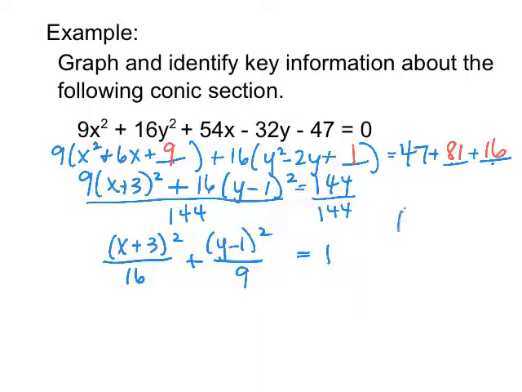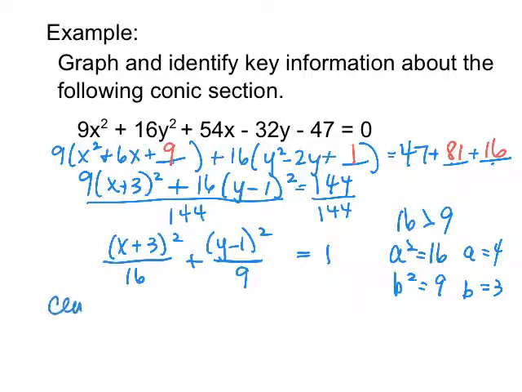Notice 16 is greater than 9. So that means A squared is 16 and B squared is 9. So A is 4 and B is 3. That means it's a horizontally aligned ellipse because the larger value, 16, is under the x term. My center is at -3, 1. And now we can graph it, and we'll identify also where the foci points and the vertices are.